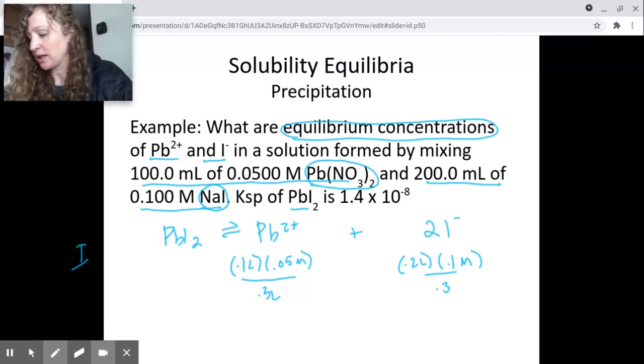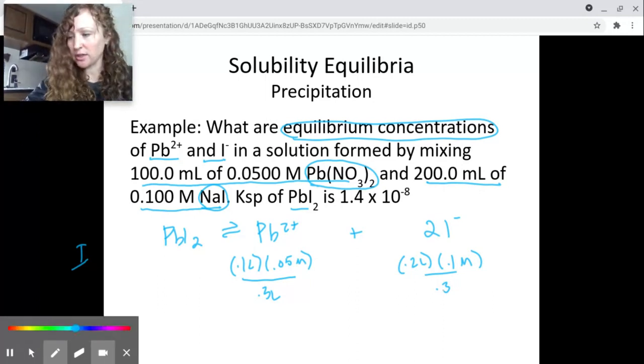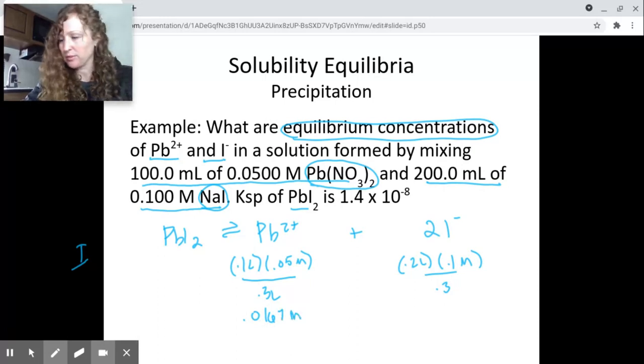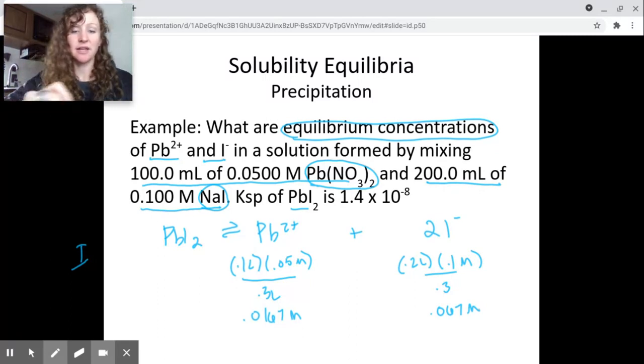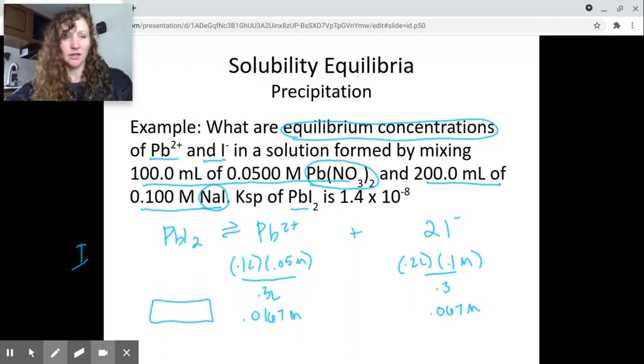Okay, so now I need my calculations of these. All right, initially I'm going to get 0.0167 molar Pb2+ and 0.067 molar I minus. Okay, now what is going to happen here? They don't give us an initial amount of our solid, which is not going to affect K anyway. So let's figure out what our Q is.